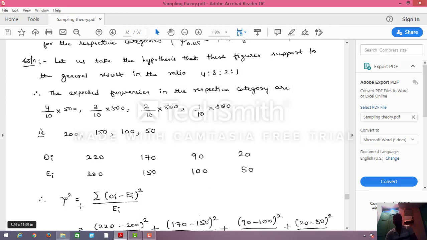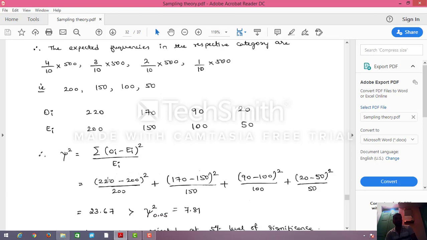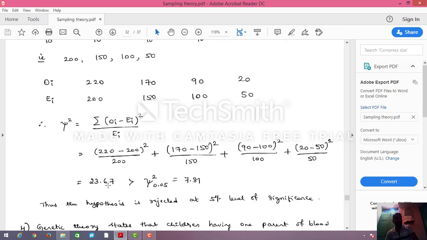Chi-square equals summation of (Oi minus Ei) whole square divided by Ei. That equals 220 minus 200 whole square divided by 200, plus 170 minus 150 whole square divided by 150, plus 90 minus 100 whole square divided by 100, plus 20 minus 50 whole square divided by 50. If you simplify all this, you will get 23.67.